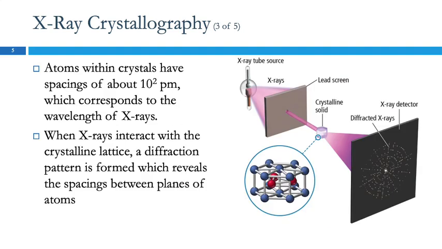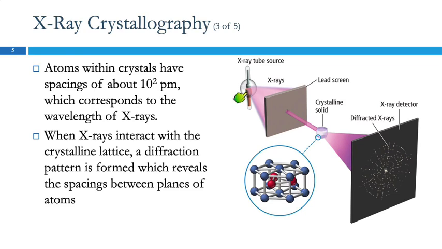So, as was mentioned in that two-slit experiment, the distance between the slits has to be relatively similar to the wavelength of the electromagnetic radiation. So we can't use visible light to study atoms in crystals because their spacing is too close together. They're like 100 picometers from each other, so very close. But that corresponds to the wavelength of X-rays.